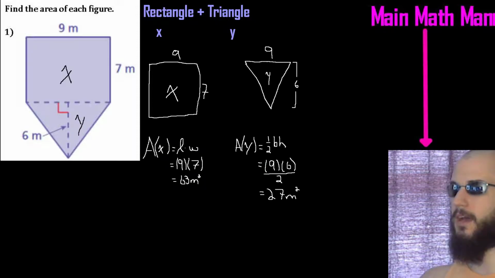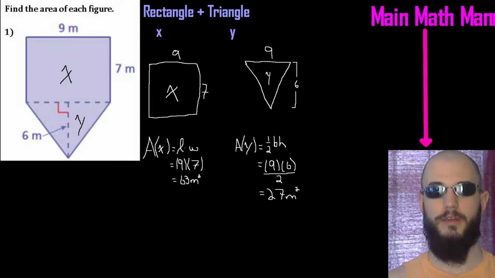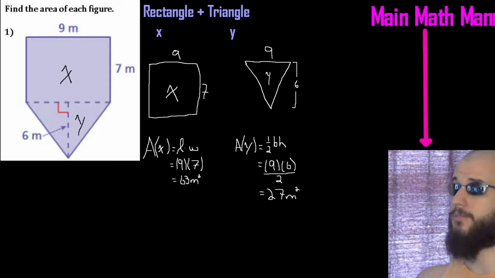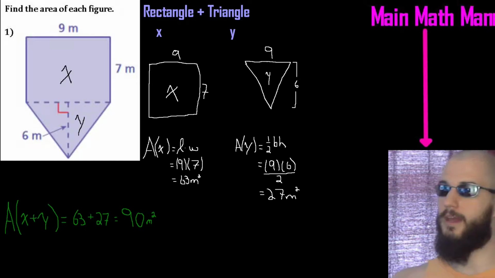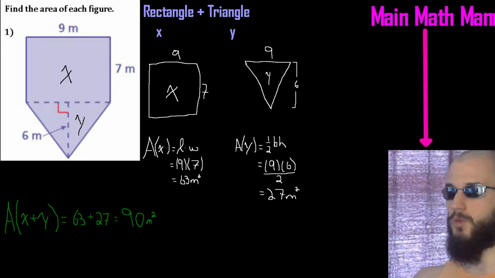So now what's step 5? Well, since in these 4 problems we're just finding the sum of the composite figures, all we have to do is add those 2 together. The area of X plus the area of Y is 63 plus 27, which is 90 meters squared.